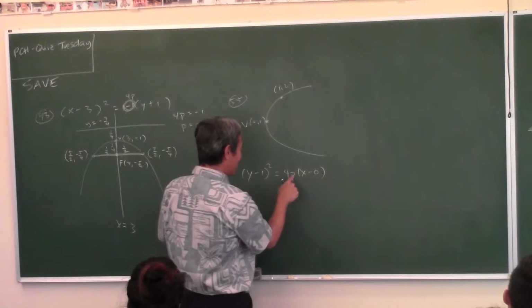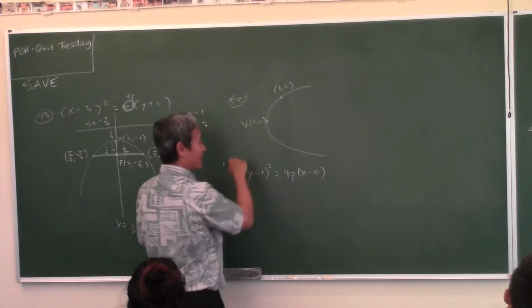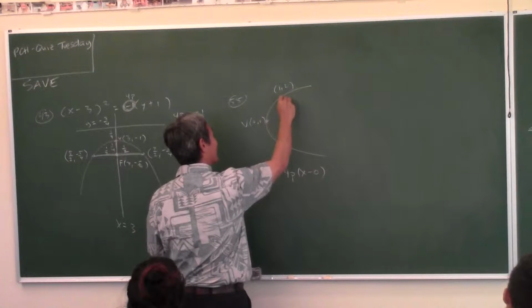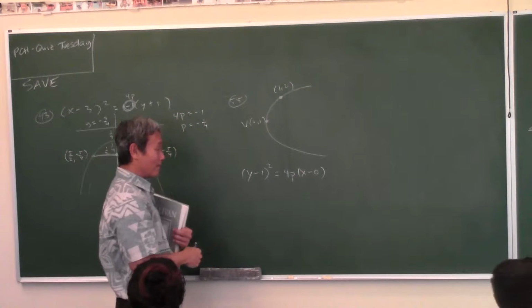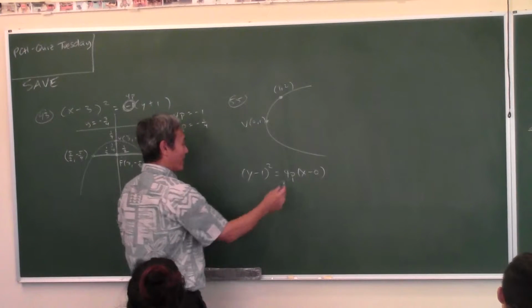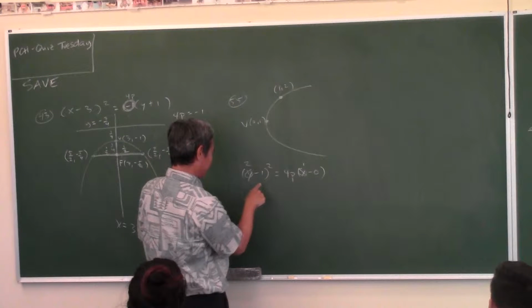Now, how do I figure out what this p is? Well, there's two ways. Either they tell you what the focus or the directrix is, but they don't, or they give you a point. Well, if they give you a point that lies on the parabola, what do you think I'm going to do with that point? You just plug it in. So if I plug in 1 for x and 2 for y, what do you get?